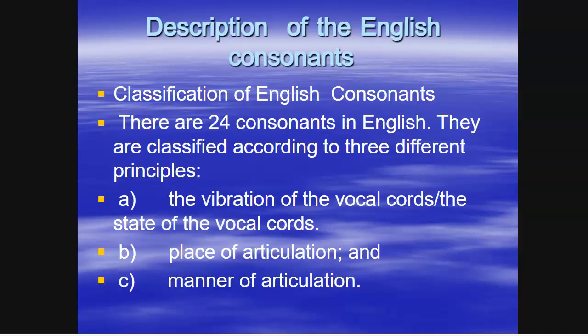Description of the English consonants. Classification of English consonants. There are 24 consonants in English. They are classified according to 3 different principles. First, the state of the vocal cords, the vibration of the vocal cords; second, the place of articulation; and third, the manner of articulation.